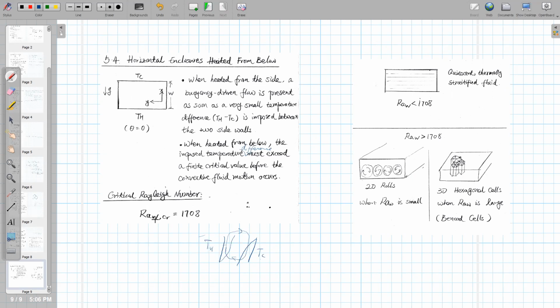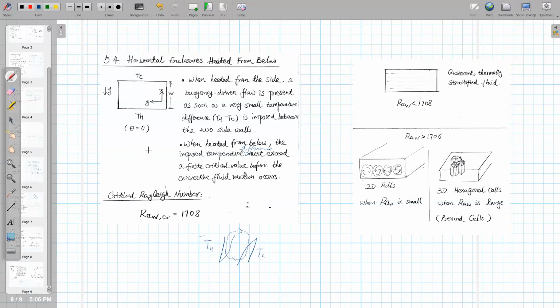From experiments, this critical value can be given by the critical Rayleigh number, defined based on W, where CR means critical, and this Rayleigh number uses the temperature difference TH minus TC. It is 1708. So the Rayleigh number has to be larger than 1708 for you to have convective heat transfer. If the Rayleigh number is smaller than 1708, you won't have any convection.